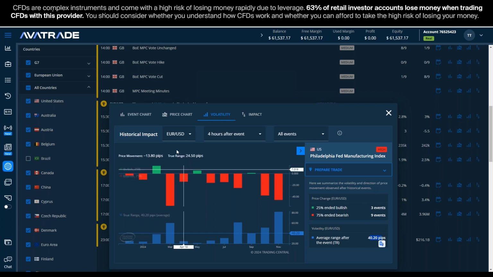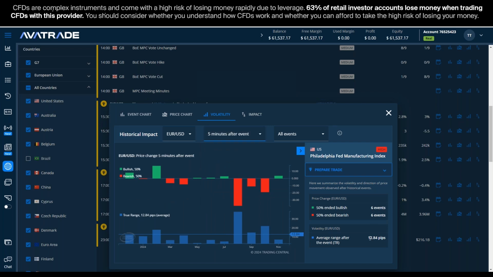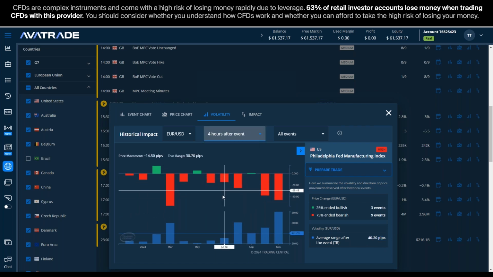And in the first 5 minutes, only 12 pip, 13 pip range movement, and half of them went up. You see, it's 50-50. Half are up. The ones that went down averaged a range movement of only around 13 pips, and after 4 hours, almost all of them are down, and the ones that are up, very little. So it looks like if you were just selling in the first 5 minutes every time this data comes in, at least in the recent history, you would have won 75% of the time, depending on the entry point you grab.